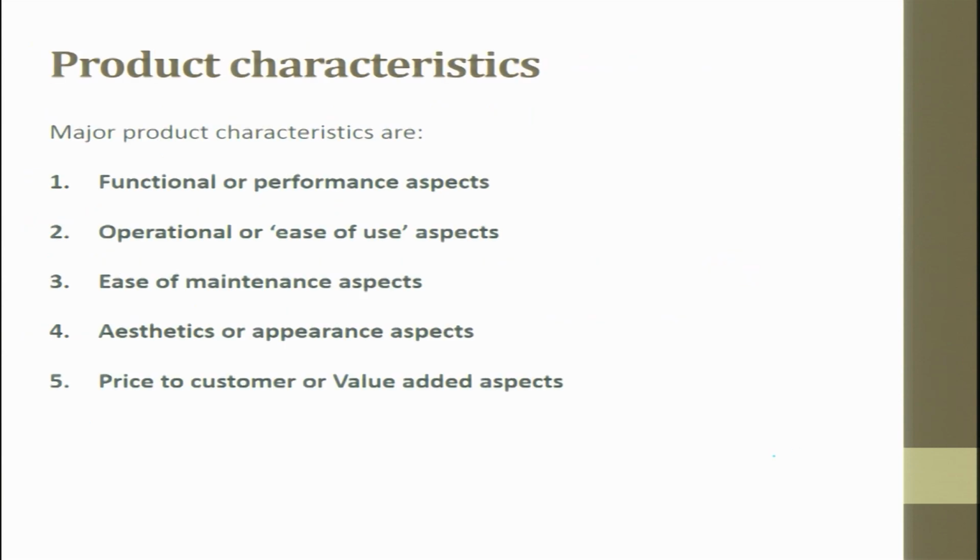The major product characteristics are the functional or performance aspect. Major product characteristics: operational or ease of use aspect.